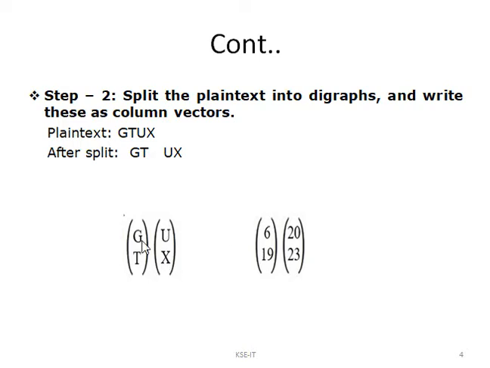For character G, the equivalent numeric value is 6 and for T it is 19. So you are getting the column vector as 6, 19. For character U, the equivalent numeric value is 20 and for X it is 23. And the column vector is now 20, 23.